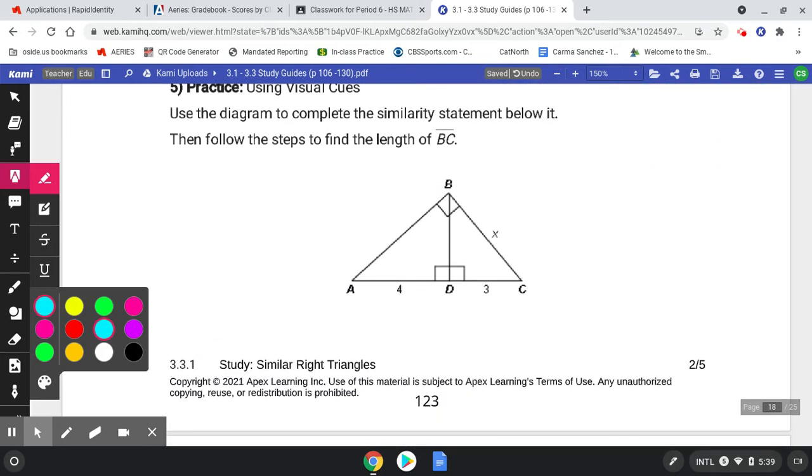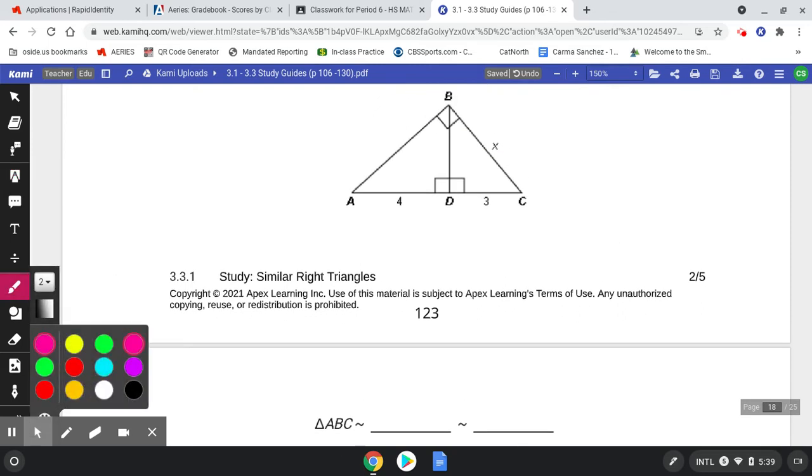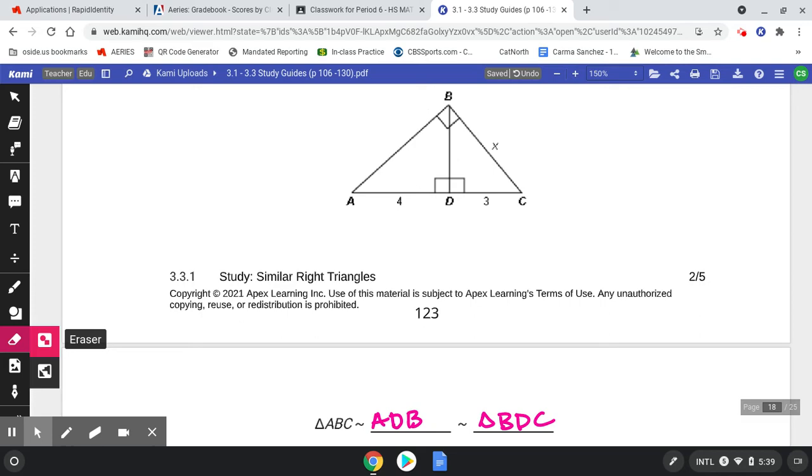Use a diagram to complete the similarity statement below. So triangle ABC, sorry, it rolled onto this next page here. Hopefully we can still see both. Triangle ABC is similar to triangle ADB. So again, the big one, ABC, is similar to ADB and is similar to triangle BDC. Good job. So those 2 little ones that were formed in the middle are similar to the big outer one.